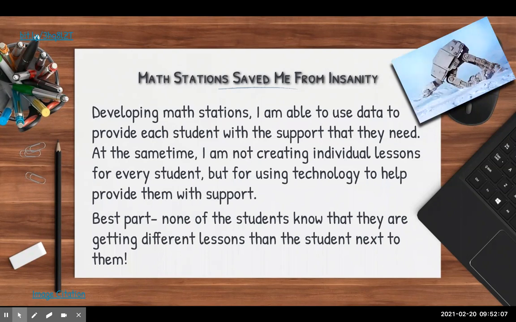So by giving them a system that can work for them, I had kids who were excited to come to math class after this. I had kids with better attendance and better scores because they got to see that their own progress was actually leading them somewhere.